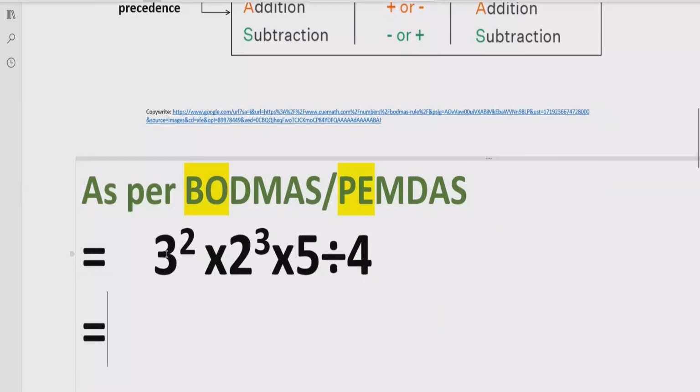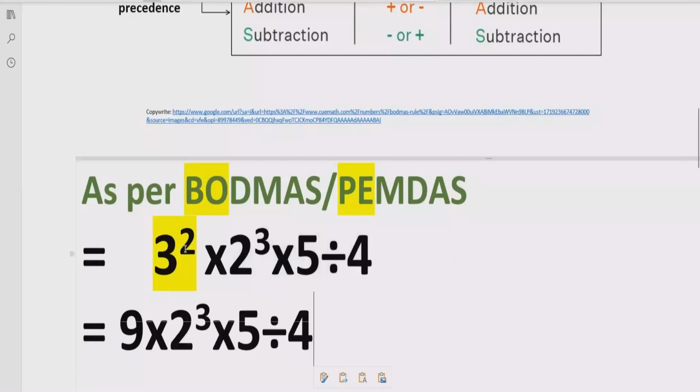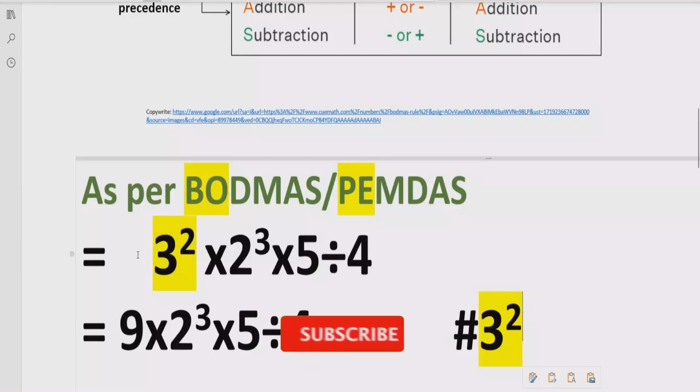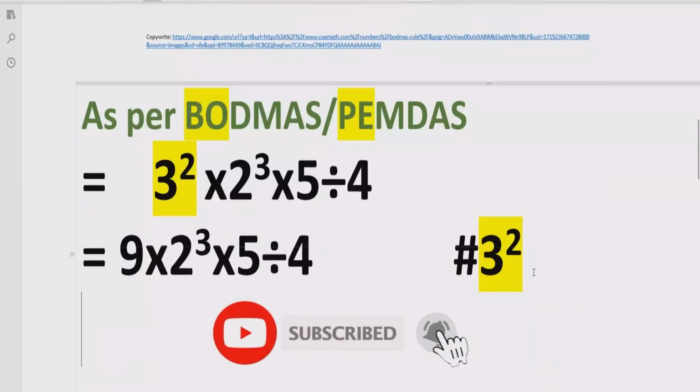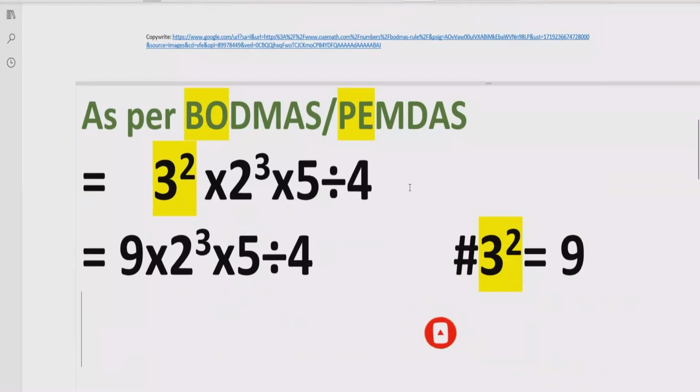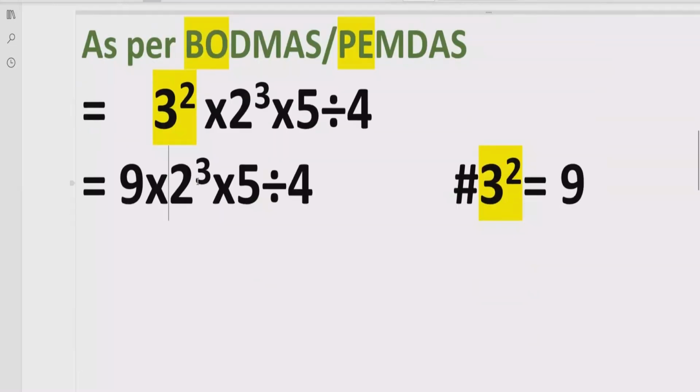First, we will solve this one. 3 raised to power 2 means 3 multiplied by 3, which is equal to 9. The multiplied part, we will write right now as it is. And here we will give the reference: 3 raised to power 2 means 3 multiplied by 3, which is equal to 9.